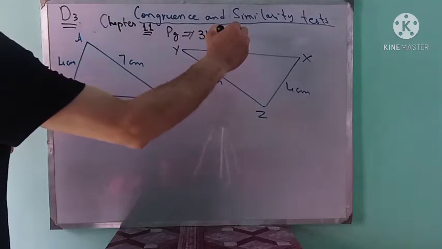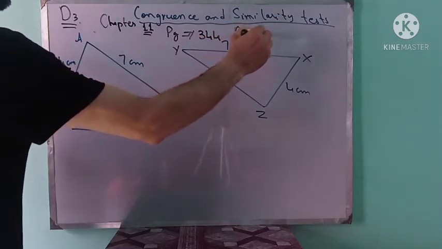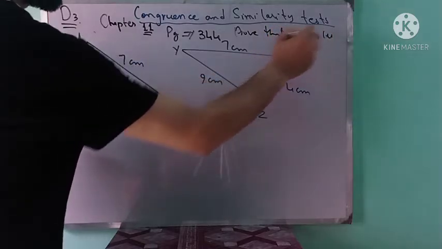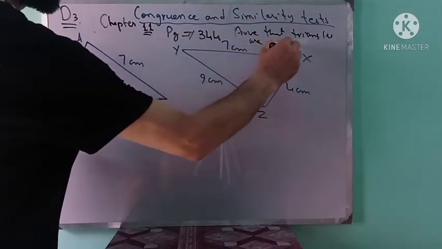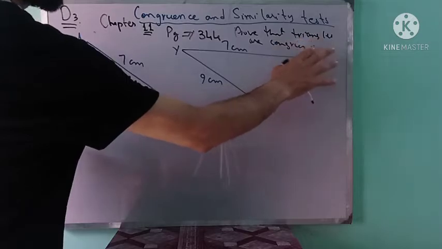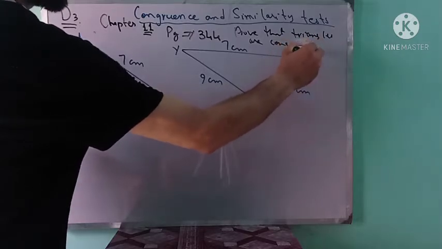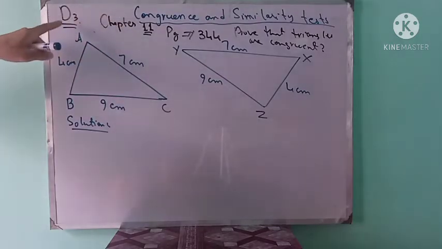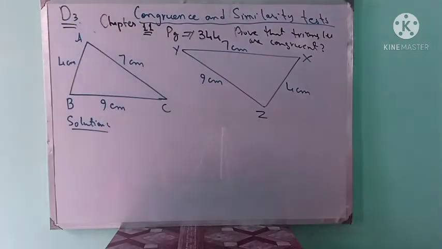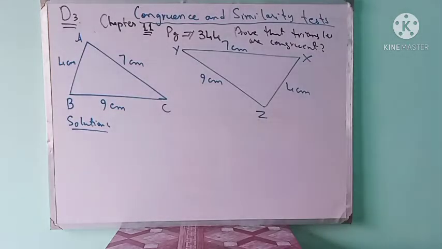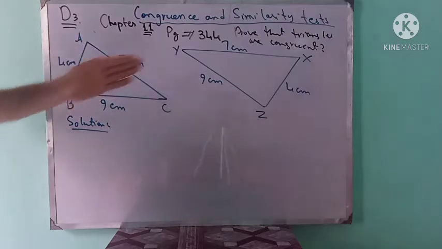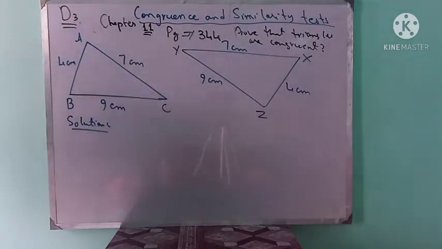We have to prove whether these two triangles are congruent or not. This is chapter 11 from the D3 book and the page is 344. So triangle ABC and triangle XYZ. How can we see the corresponding sides of both triangles?